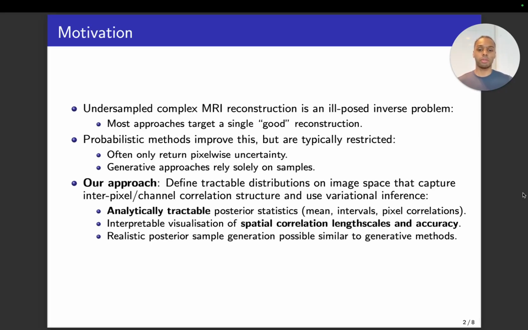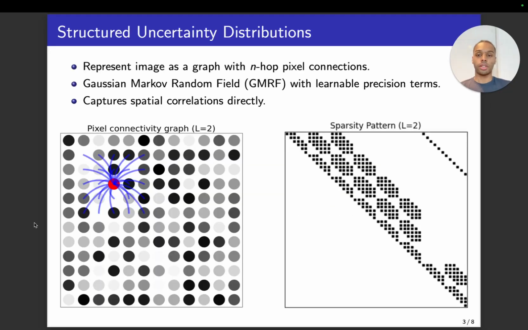However, our approach is to define tractable distributions on image space and combine them with generative priors using variational inference, and this gives us the robustness of optimization-based approaches, but also the capabilities of generative and probabilistic-based approaches. The main benefits that we get from this are outlined in the bullet points at the bottom here. So what are these distributions? We call them structured uncertainty distributions, and these are sparse Gaussian distributions defined on image space.